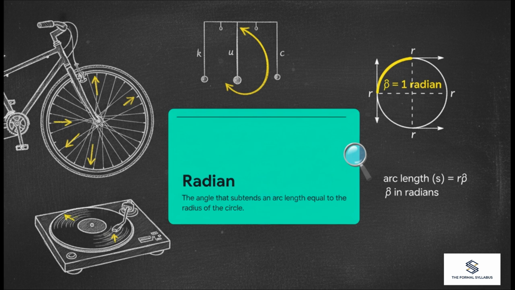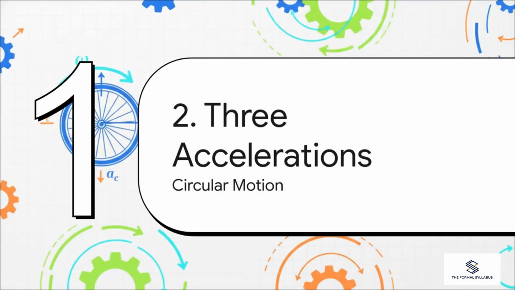Picture taking the radius of a circle and physically laying that exact length along the curved outer edge. That angle you just created, that is exactly 1 radian. Because of this direct, pure relationship, formulas relating arc length, radius, and velocity work flawlessly. So for this explainer, we're tossing out arbitrary degrees entirely. Moving right along to Section 2, 3 types of acceleration.